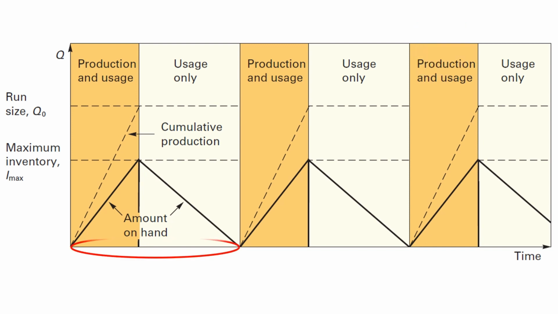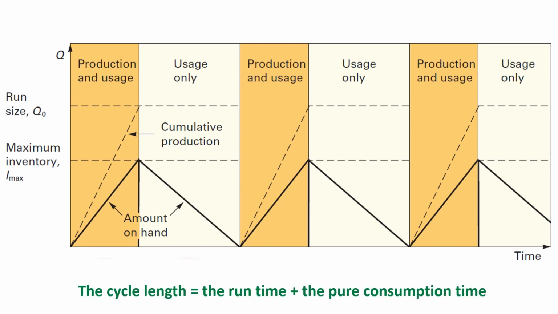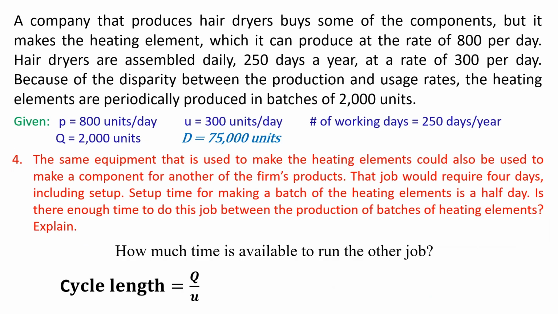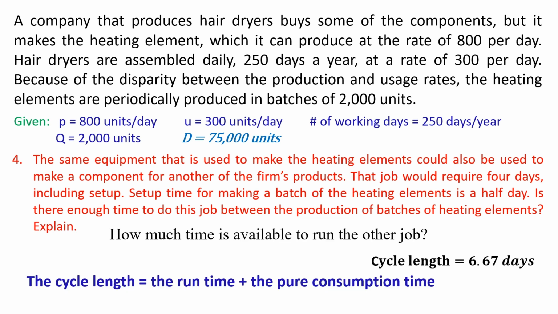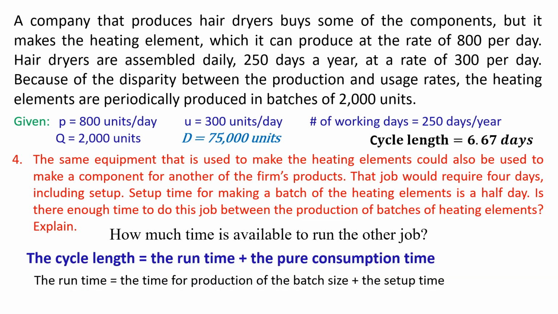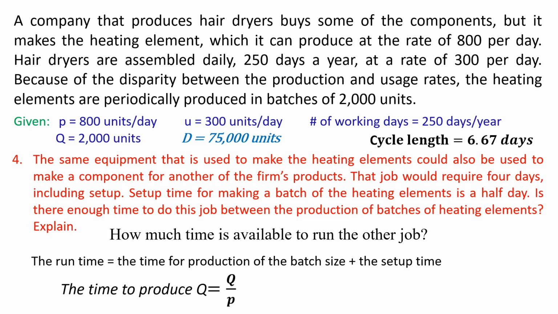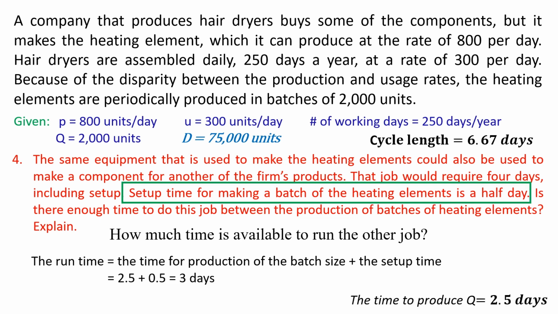As illustrated in this figure, the cycle time includes both the runtime and the pure consumption time. Consequently, to find the pure consumption time, the cycle time must be obtained first. The cycle time, or the cycle length, can be calculated by dividing the batch size Q by the usage rate U. So, the cycle time equals 2000 divided by 300 equals 6.67 days. As stated before, this is the time between starting production runs of the heating element. The cycle length equals the runtime plus the pure consumption time, whereas the runtime equals the time for production of the batch plus the setup time. The time for production of the batch equals Q divided by P, equals 2000 divided by 800, equal to 2.5 days. So, the runtime equals 2.5 plus 0.5 equals 3 days.